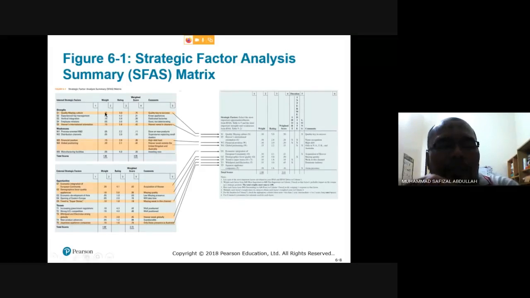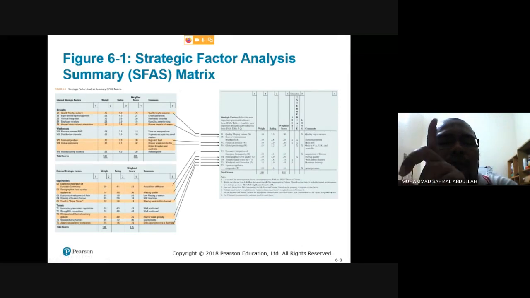So the rule of thumb says what? You give the higher number to a more important factor. In the third column, what we have is the rating. Rating means how well a company or how well the organization responds to that factor. Here we have a scale from 1 to 5. For the third column, we have a rating scale from 1 to 5.